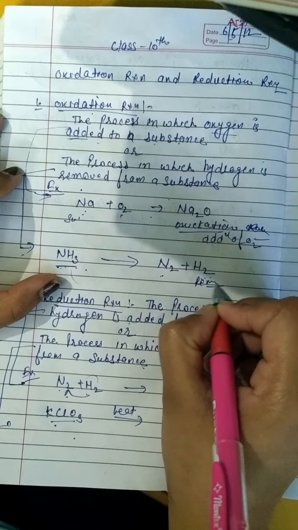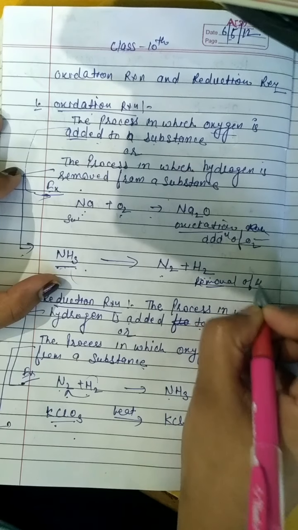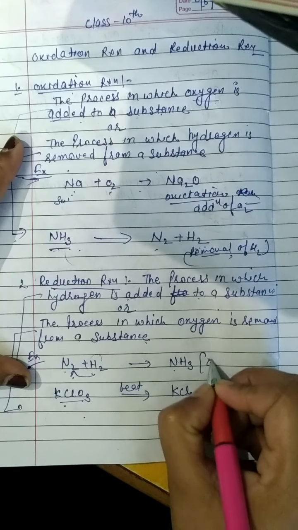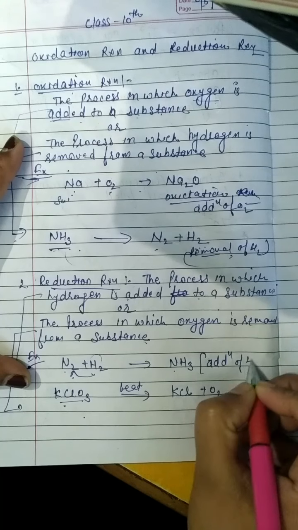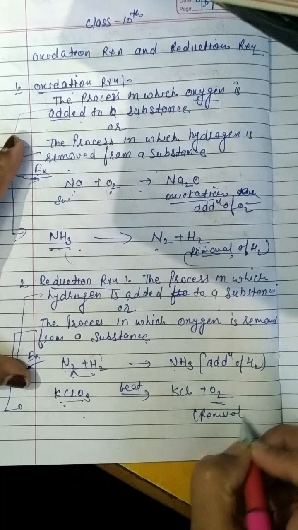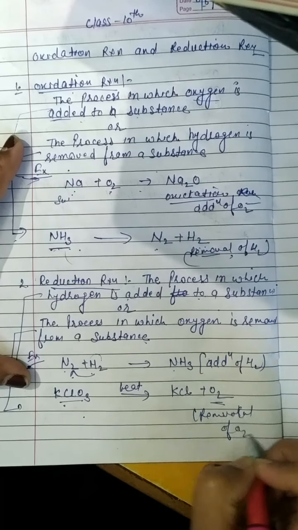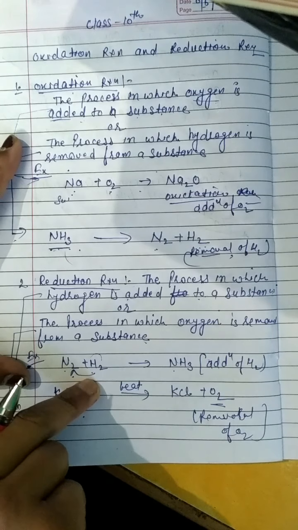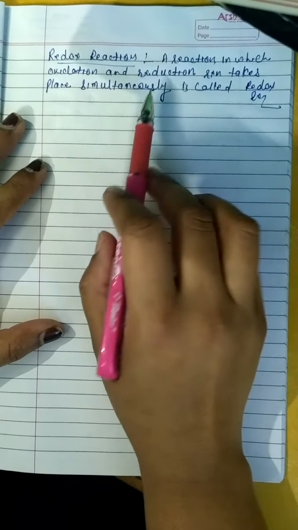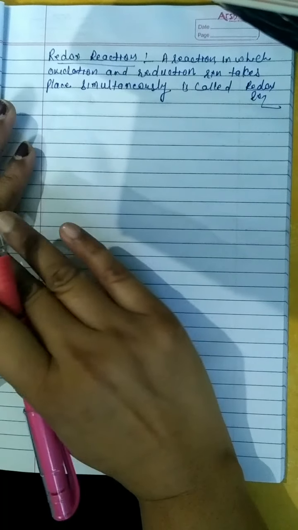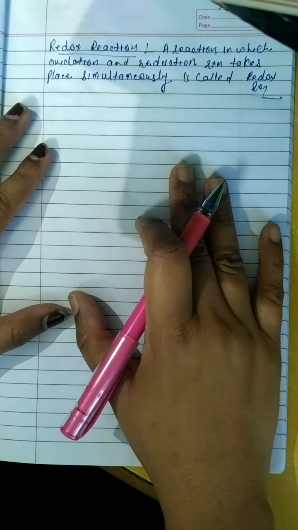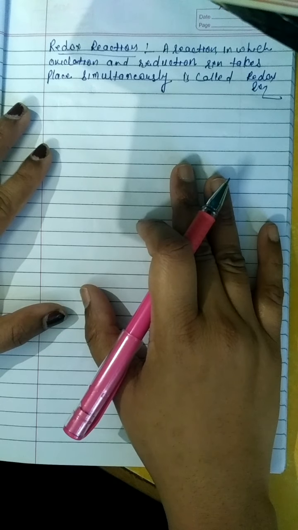and the removal of hydrogen, that is called a oxidation reaction. Next is your addition of hydrogen and the removal of oxygen, that is reduction reaction. But what is the redox reaction? In which reduction and the oxidation take place, both the reactions take place in a single reaction, that is called takes place simultaneously, that is called the redox reaction.